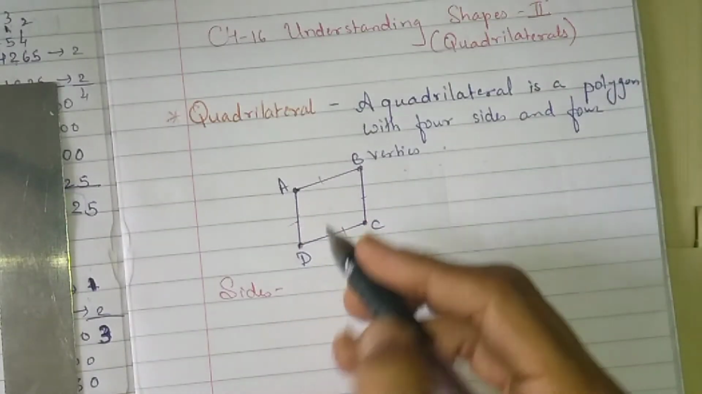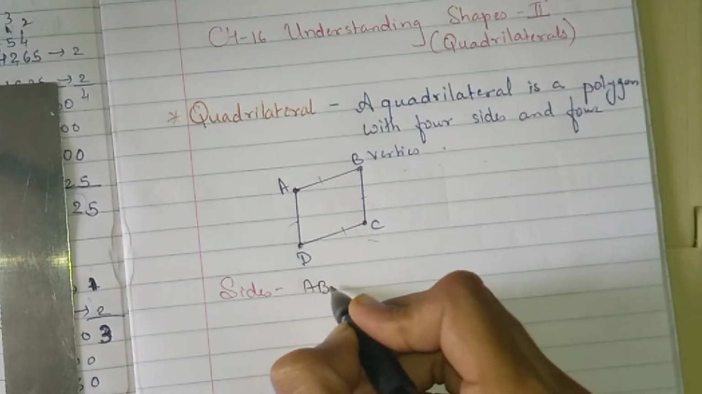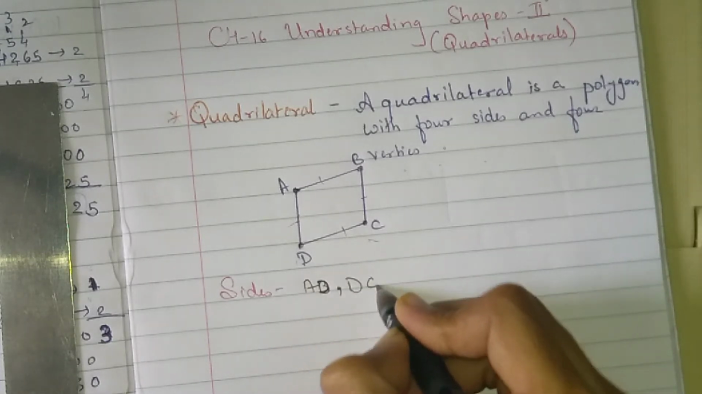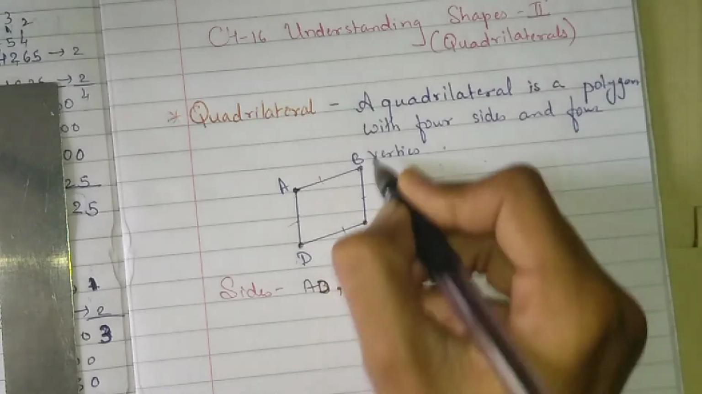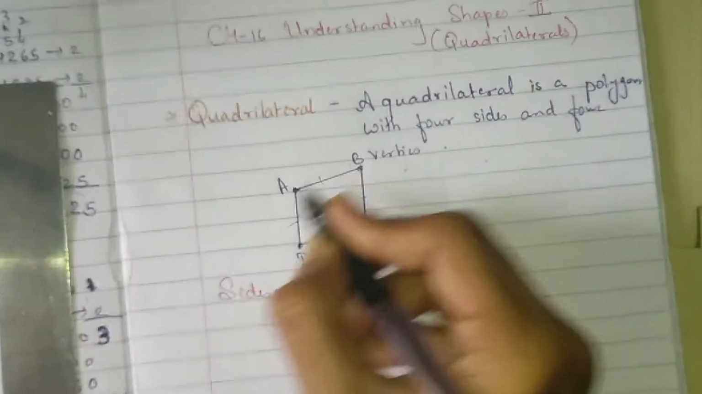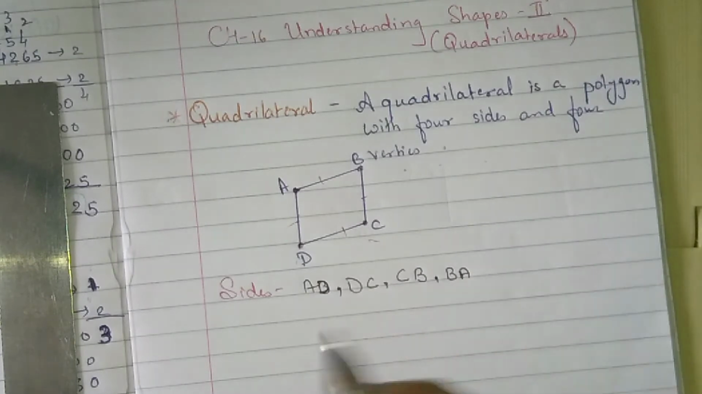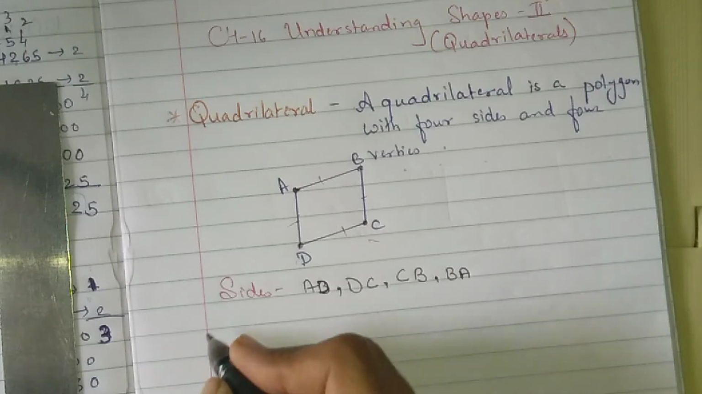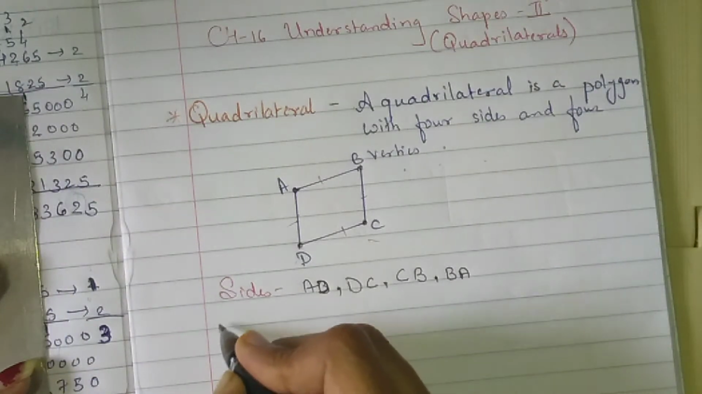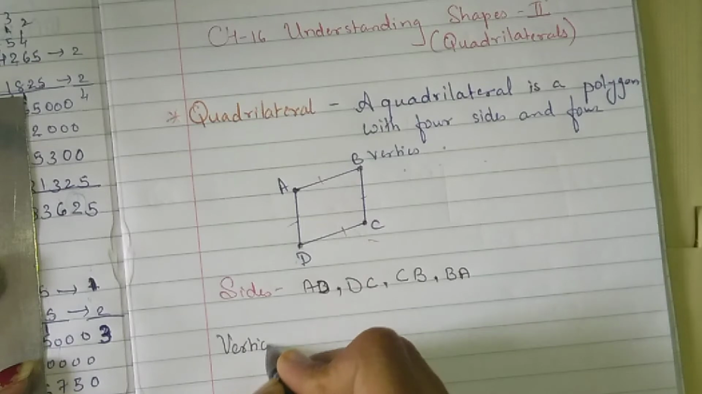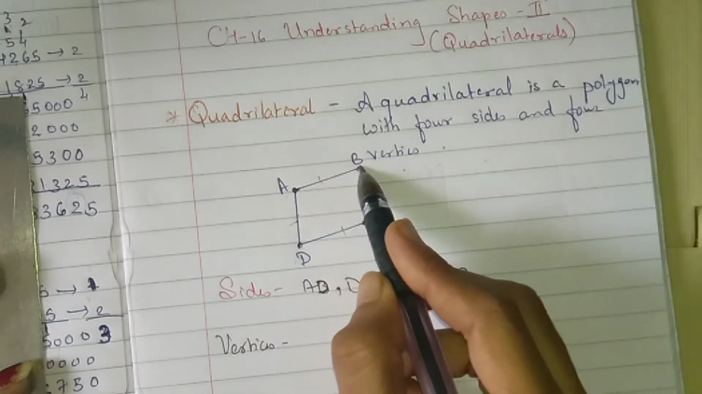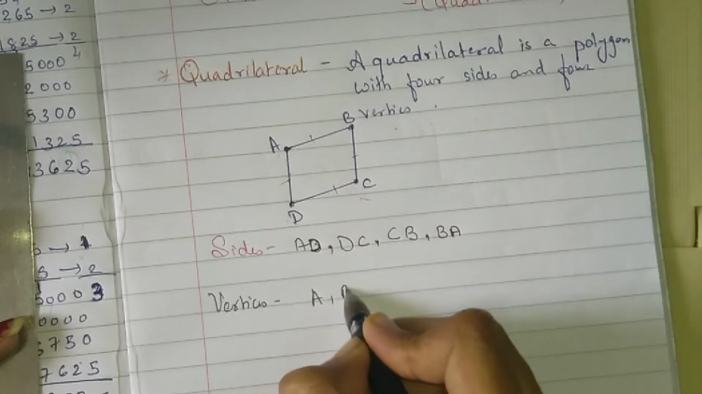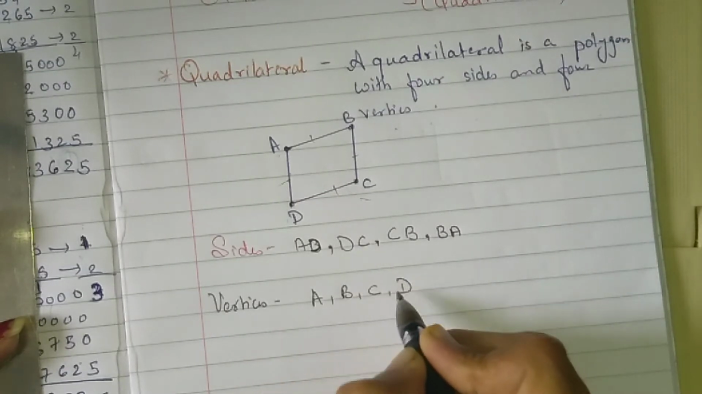We can say AD. AD is one side. Okay, DC, CB, this one CB, and BA. You can write AB also. You can interchange these alphabets. Now, which are the vertices in that? Vertices A, B, C, and D. So I am writing here A, B, C, D.